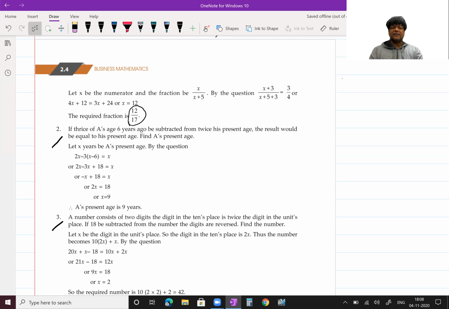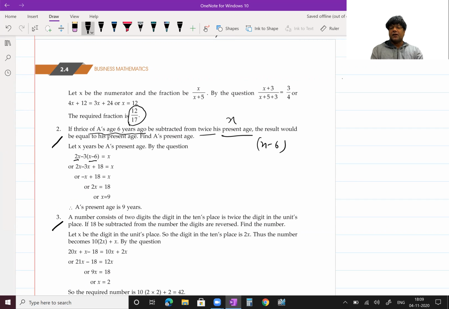Thrice of his age 6 years ago, if subtracted from twice his present age, the result would be equal to his present age. Find his present age. What they have done is take the present age to be x years. So 6 years ago, his age will be x minus 6. And the question is saying that thrice of this is subtracted from twice his present age. Twice his present age will be 2x, because present is x. And from this 2x, you subtract thrice of his age 6 years ago.